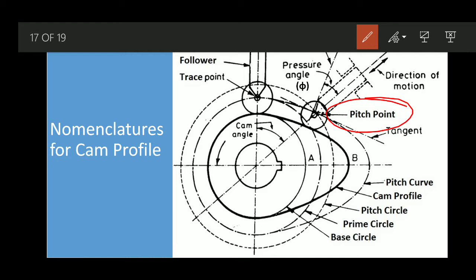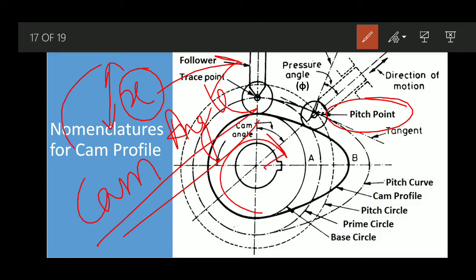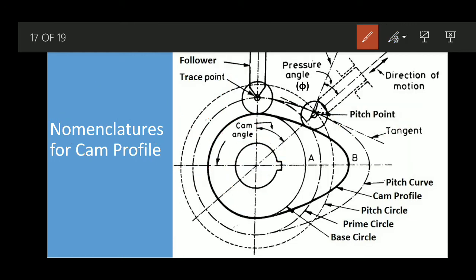Similarly we can discuss the cam angle, the whole cam angle. So what is the cam angle? We can define it like this: it is the angle of rotation of the cam for a particular definite displacement of the follower. We already know there will be some displacement in the follower, and during the course of movement of the cam we get whatever displacement in the follower. So the cam angle is nothing but the angle of rotation of the cam for a particular displacement of the follower.